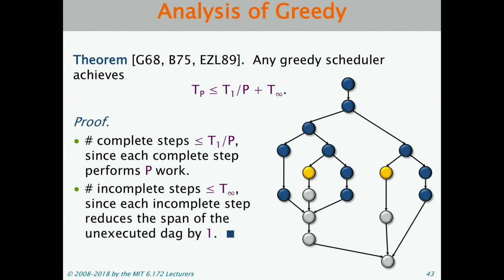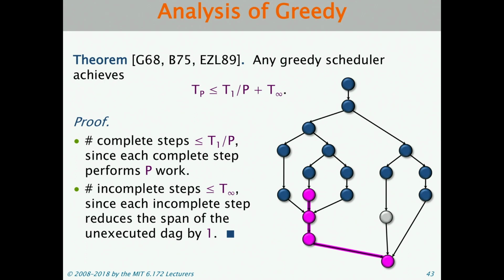Here, this is the span of our unexecuted DAG that contains just these 7 nodes. The span of this is 5. When we execute an incomplete step, we're going to process all of the roots of this unexecuted DAG, delete them from the DAG, and therefore we're going to reduce the length of the longest path by 1. So when we execute an incomplete step, it decreases the span from 5 to 4.